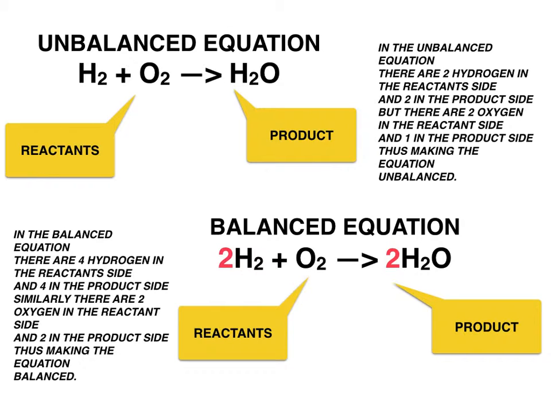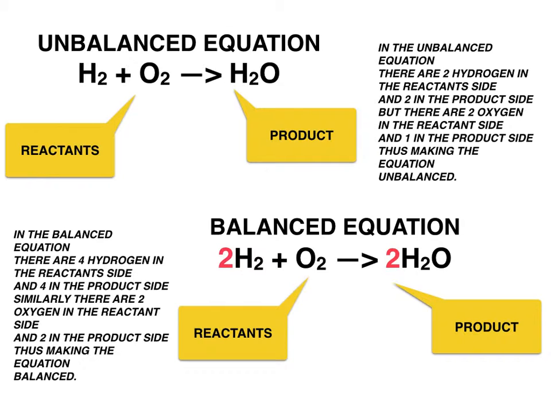Now let's have a look at the balanced equation, how the equation has to be balanced. Now it's a hit and trial method. You need to apply different numbers to make both sides the same. So H2 plus O2 gives H2O. Now here we have put 2 with H2 and 2 with water.